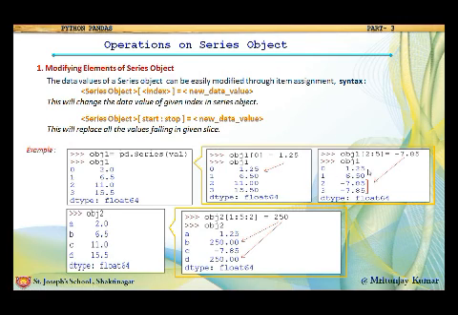Similarly, if I have to change the values from index 2 onwards, index 2, index 3, index 4, then I should write obj1 in a square bracket 2 colon 5 equals minus 7.85. So this minus 7.85 has been assigned to index 2 and 3; index 4 and 5 are not there, so up to index 2 and 3 has been modified to the new value minus 7.85.